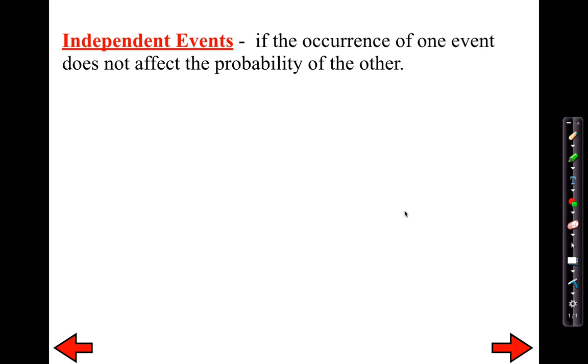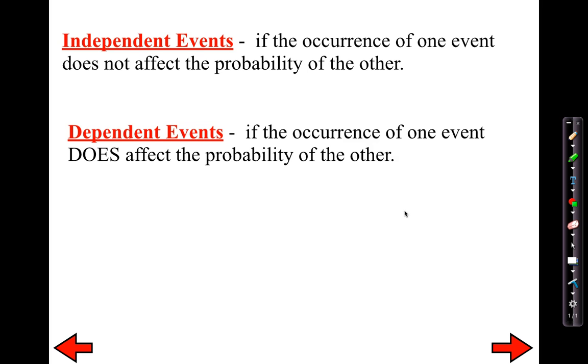So independent events is basically if the occurrence of one event doesn't affect the probability of another. So for example, me flipping a coin and tossing a number cube, they did not depend on one another at all. Okay? But a dependent event is basically if the occurrence of one event does affect the probability of the other. And we're going to see some examples in the next few slides.